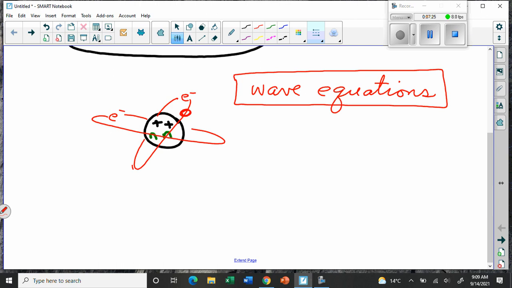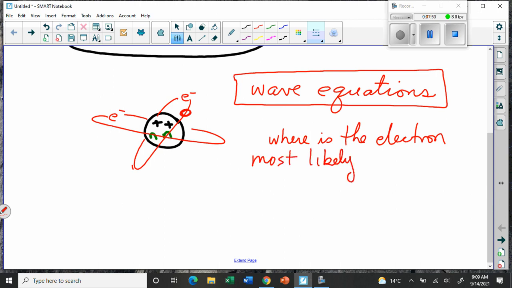So these wave equations allowed us to change our thinking. Now we don't look at where the electron is specifically. What we describe with our little equation is: where is the electron most likely to be found? That's what we're actually describing. Not where it is, but where's the best chance of finding it.